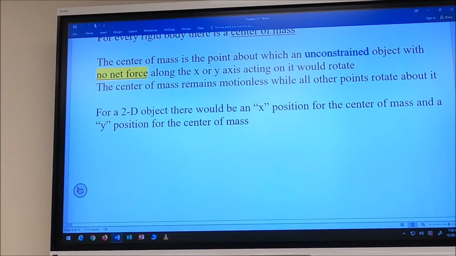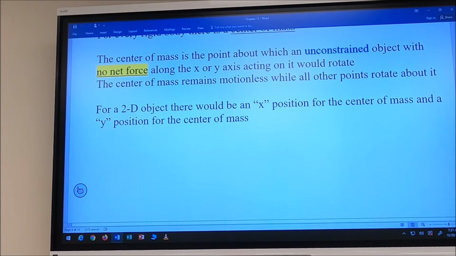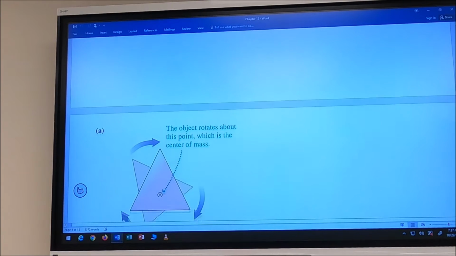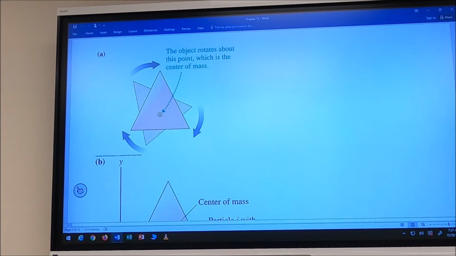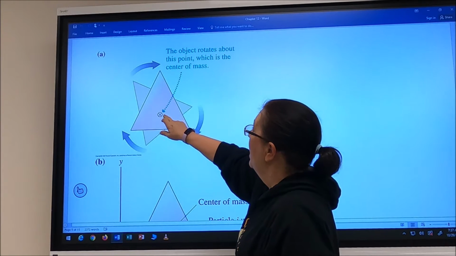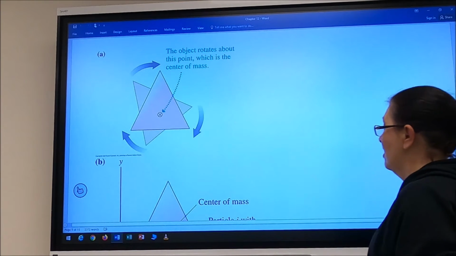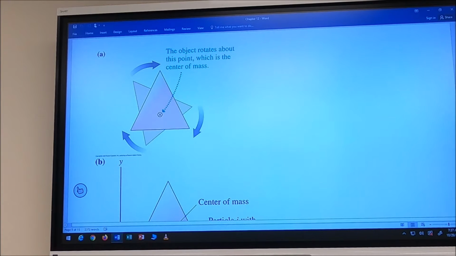For a 2D object, there's an x position of the center of mass and there's a y position of the center of mass. We could also define the center of mass as the mass-weighted center of the object. Okay? So if this object rotates about this point, that's its center of mass. And it's going to have an x position and it's going to have a y position.